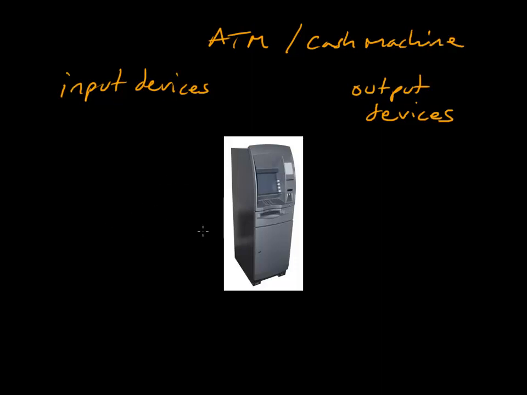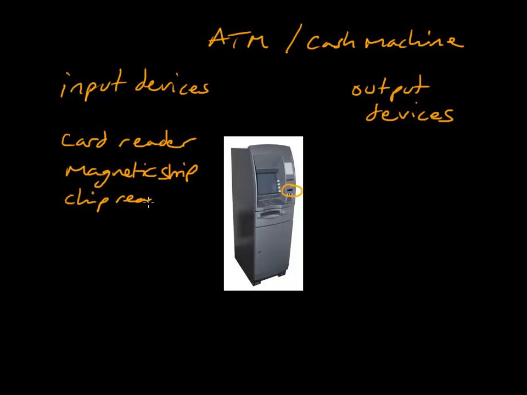And so we've got a number of input devices. First of all, over here there's the place where you put the card, and so there's a card reader. And that can work on a magnetic strip, so that would be a magnetic strip reader, or it can work on chip and pin, so it would be a chip reader. We've also got a number keypad, so that we can type in our PIN and the amount of money which we want.